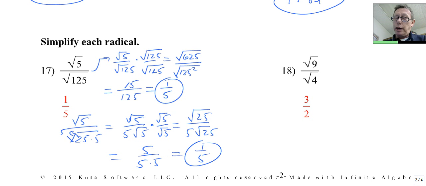Okay, now let's look at the next one. And we always want to check to see if we have some perfect squares. That may make the problem simpler. And sure enough, the square root of 9 is actually 3, and the square root of 4 is 2. So that was an easy one to simplify.